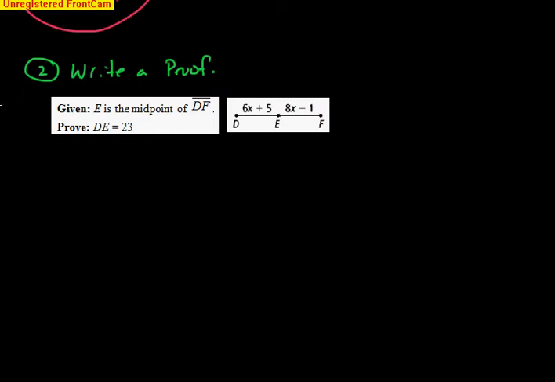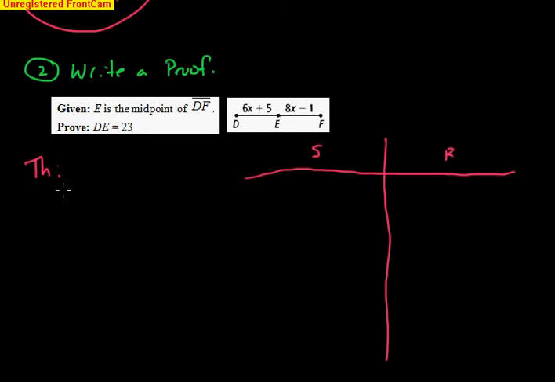We're going to write a proof for this problem, and it says, given that E is the midpoint of segment DF, show that DE is 23. And you have this picture here. So here's what I have. Over here I have my two columns. Don't laugh at my squiggly lines. And then I have my thoughts over here. Remember, it's very important to think about what's going on.